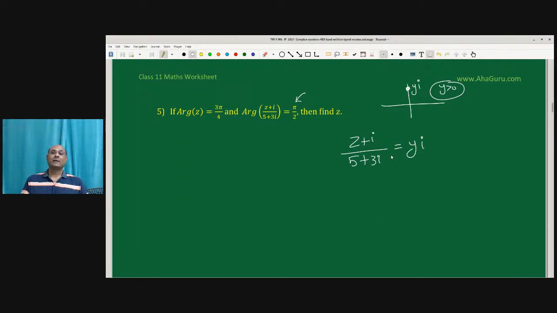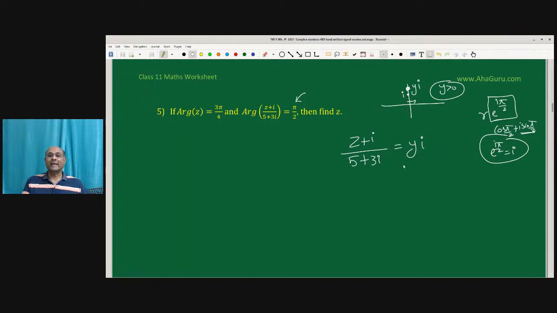I could have written the number as r e power i pi by 2. Correct? Because if the argument is pi by 2, it must be this way. Now, what is e power i pi by 2? Cos pi by 2 plus i sin pi by 2. Cos pi by 2 is 0. i sin pi by 2 is 1. Right? So sin pi by 2 is 1. So this is i. So e power i pi by 2 is i. But you already know that because you're moving like this, 90 degrees, this is i.